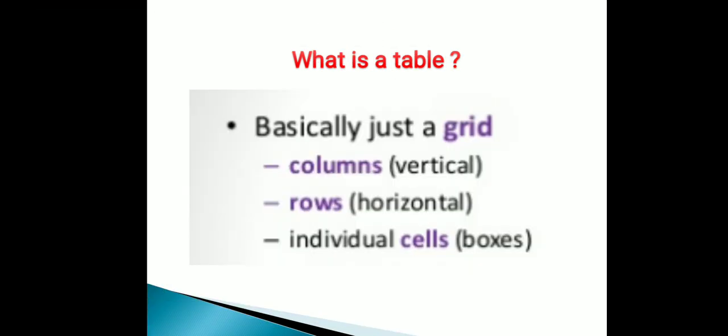Now you can see here, what is a table? Basically it is just a grid. The column is the vertical section of the table. Rows are the horizontal section of the table, and cells are the rectangular boxes. These are individual cells where you can place text, image, or graphics.